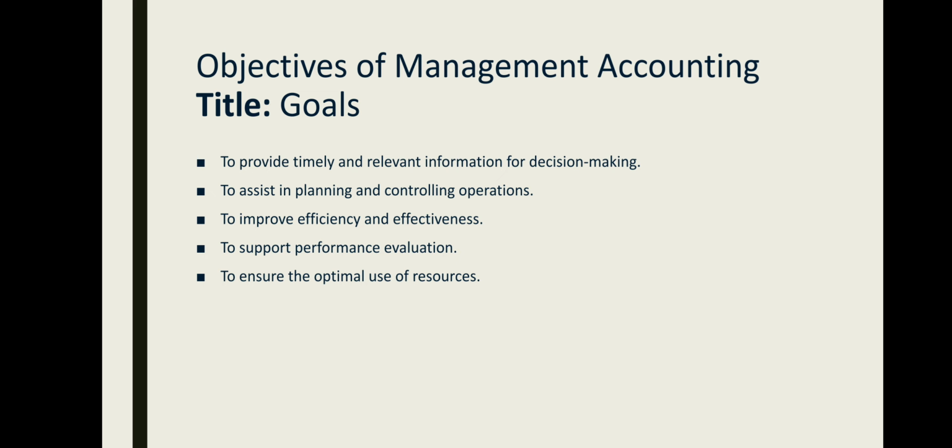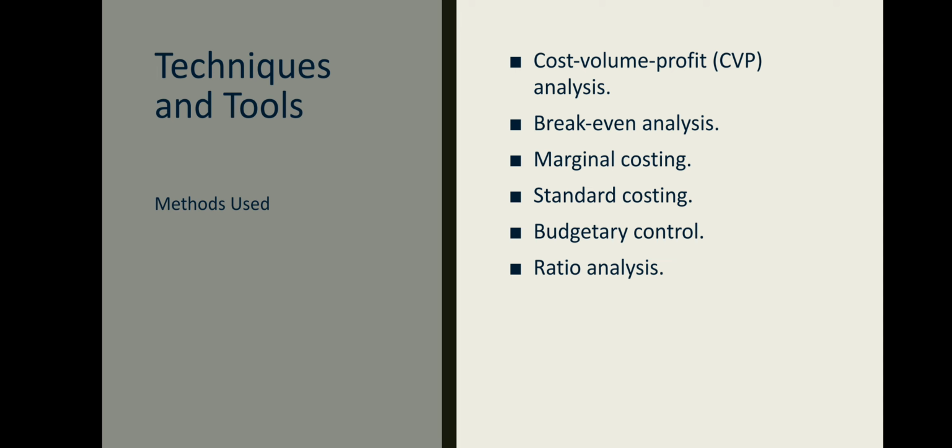Now come to the next, that is the techniques and tools used in management accounting, or the methods used in management accounting. Very first one is CVP analysis, which is called cost volume profit analysis. CVP analysis calculates the impact of various levels of cost and various levels of volume of production on profit. What is the impact on the profit of the various levels of cost and volume? These are calculated by the organization.